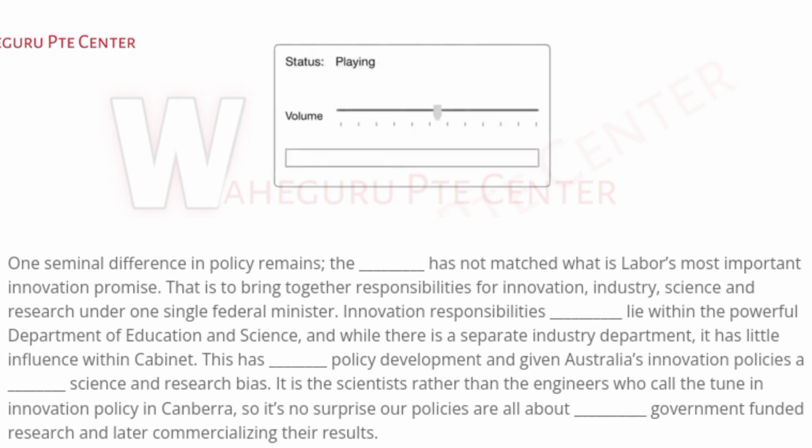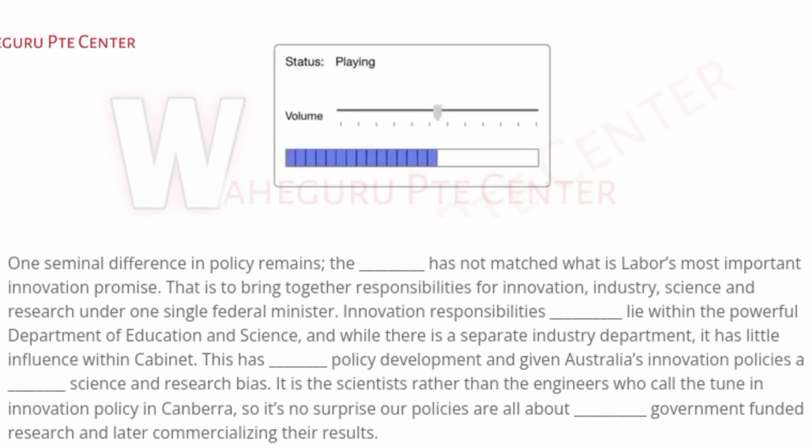One seminal difference in policy remains: the coalition has not matched what is Labour's most important innovation promise, that is to bring together responsibilities for innovation, industry, science and research under one single federal minister. Innovation responsibilities currently lie within the powerful Department of Education and Science, and while there is a separate industry department, it has little influence within cabinet.